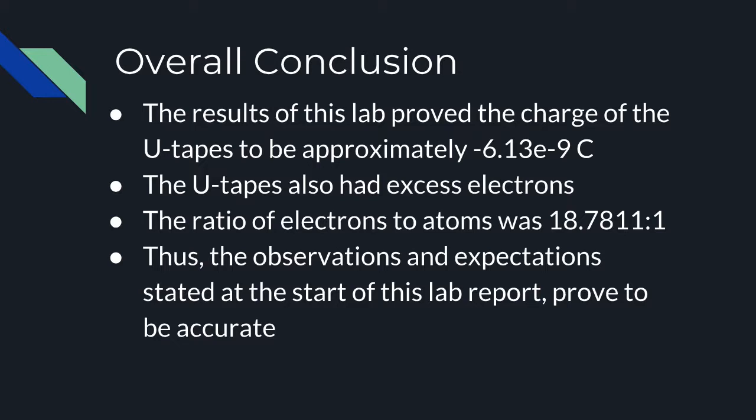In conclusion, the results of this lab proved the charge of the U-tapes to be approximately -6.13 times 10 to the -9 coulombs, meaning that the U-tapes had excess electrons. The ratio of electrons to atoms was also approximately 19 to 1. Thus, the observations and expectations stated at the start of this lab report proved to be accurate.